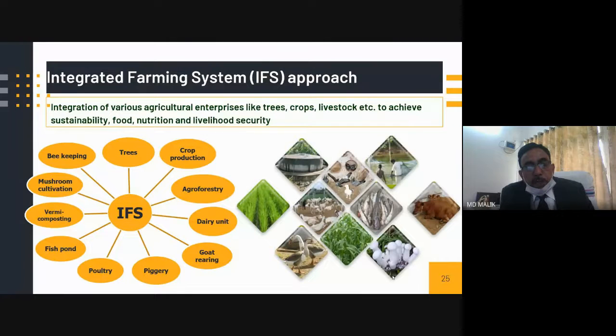2 hectares we have kept 6 bee boxes, and in 1 hectare. In 2 hectares I have nearly 15 of these boxes per hectare in a 2 hectare plot. So these things we take care of to get the maximum benefit, and how these components integrate from one to the others. So that is a very important integrated farming system approach.